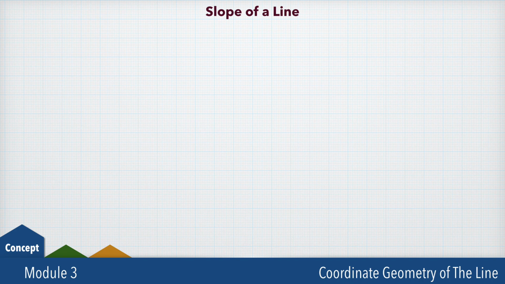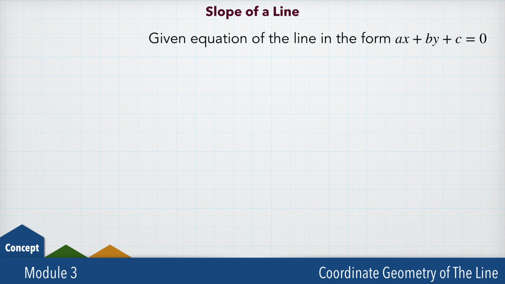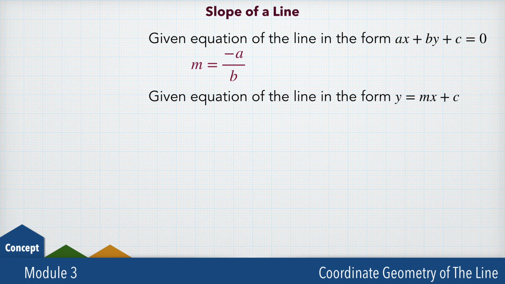If we are given the equation of the line in the form ax plus by plus c, then we can use the slope formula minus a over b, where a is the coefficient of x and b is the coefficient of y. If the line equation is in the form y equals mx plus c, then the slope is the coefficient of the x term, provided that the coefficient of y is 1.